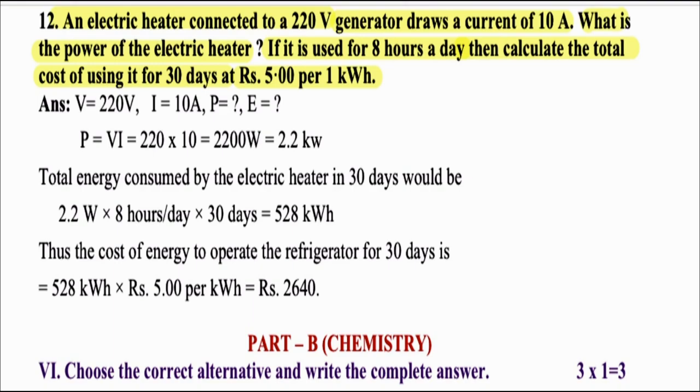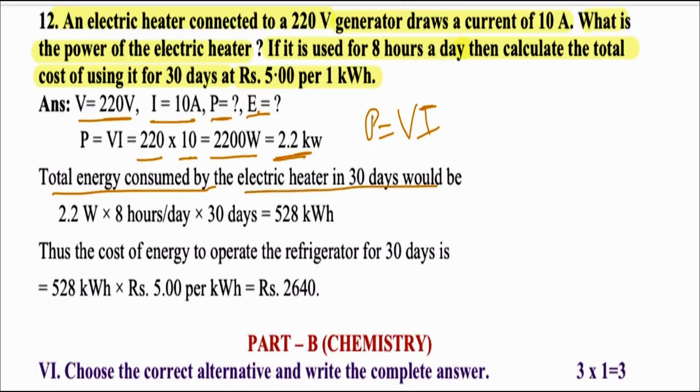So here given is V equals 220 volt, I means current is 10 ampere, power which we need to find. So the formula is P equals VI. V is 220, I is 10, and multiplying both gives us 2200 watt, which we can write as 2.2 kilowatt.